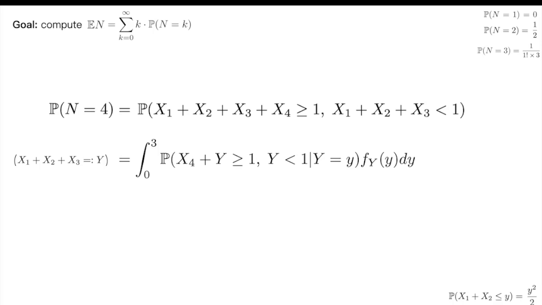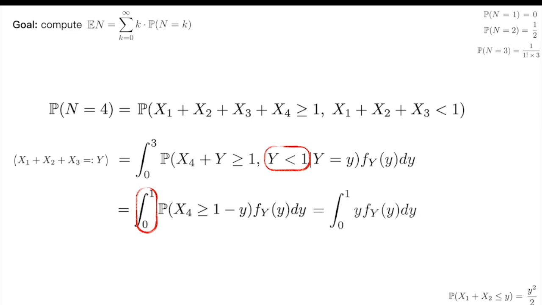And similarly, inside the probability requires that capital Y is smaller than 1, so we can shrink the integral range from 0 to 3 to be 0 to 1, because otherwise the probability is 0. After we plug in capital Y equals some small y, we can now use the uniform distribution of x4. Remember, x4 is also uniformly distributed, and it equals something like this.